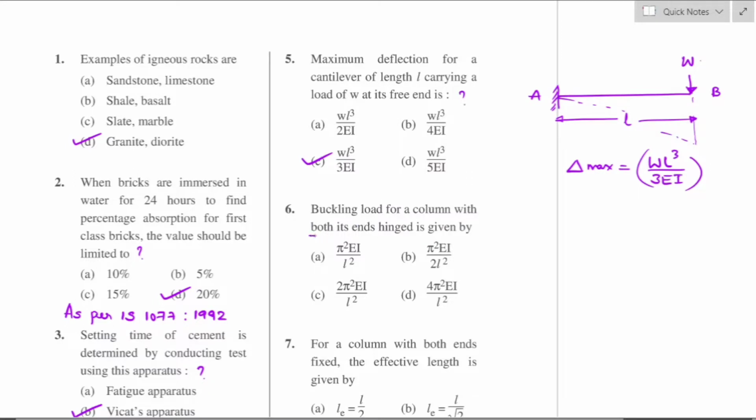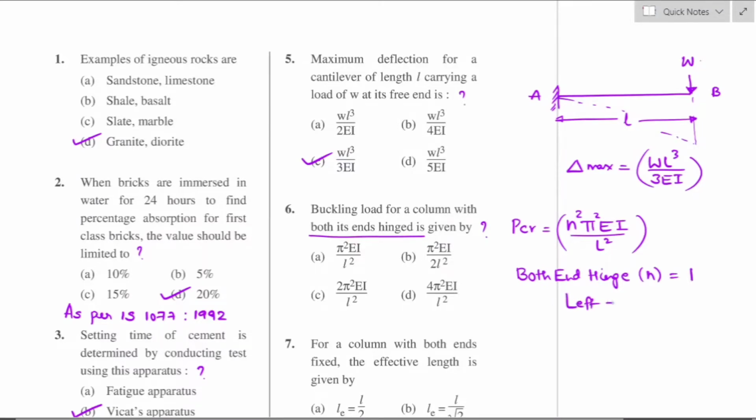Question number 6. Buckling load for a column with both its ends hinged is given by. We know that critical buckling load for a column is given by general formula N square pi square EI divided by L square, where N is a factor depending upon the end condition of the column. Since for a column it is given as both end hinged, the value of N is equal to 1 and effective length of the column will be L. So the critical load for this type of condition will be pi square EI divided by L square. So the right answer is option A.